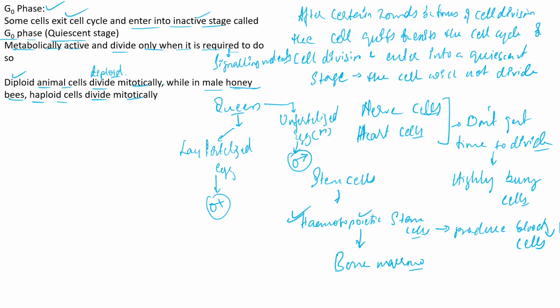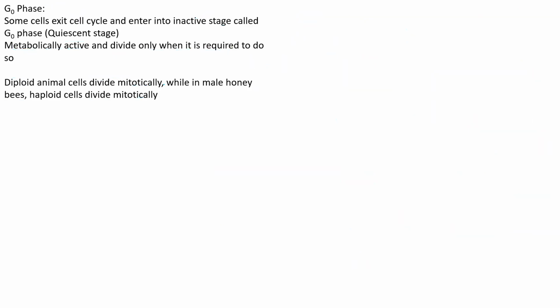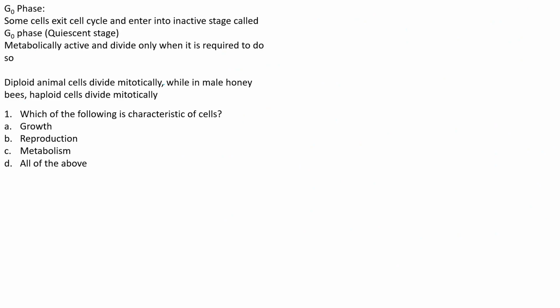So we have discussed quite elaborately the cell cycle, that is, interphase. Now we can take a moment to discuss certain questions from this section. Which of the following is a characteristic of cells? Growth, reproduction, metabolism, all of the above. We know the answer is all of the above. Metabolism, reproduction and growth are actually the characteristics of cells.